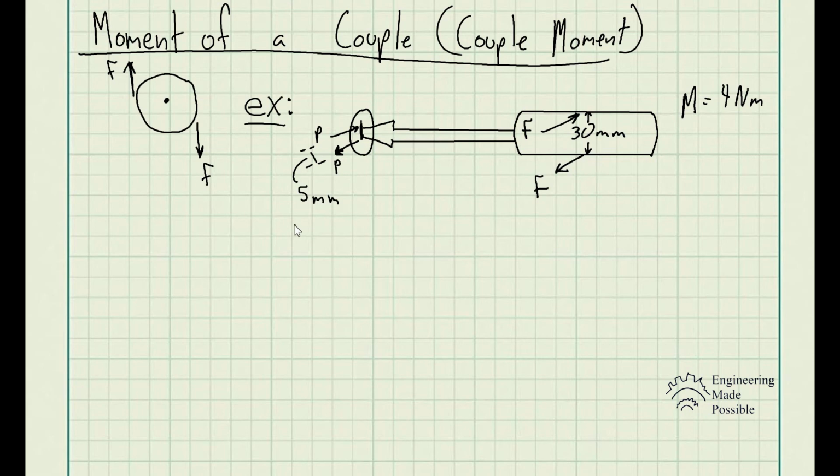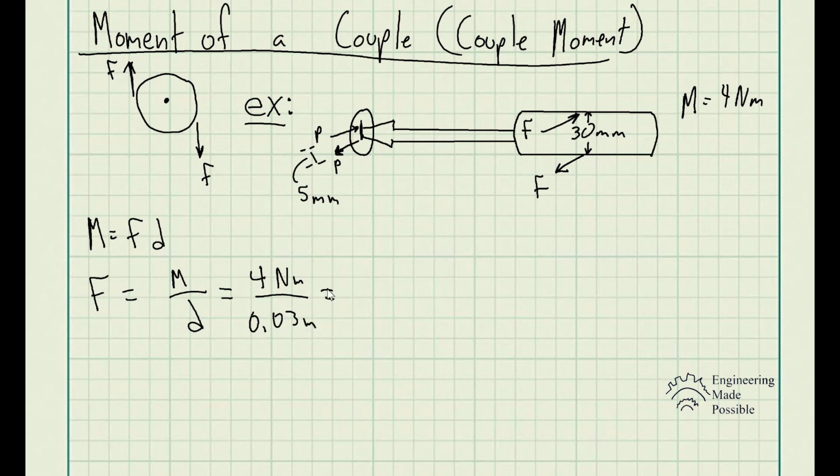The first step is to write down the formula of the moment. The moment equals the force times the distance between those two equal and opposite forces. Let's look at the moment with respect to the handle portion, where we're going to solve for F. The moment equals force times D. Solving for F, F equals the moment divided by D. Since we're dealing with newton meters, we convert D, which is 30 millimeters, into meters. So our moment is 4 newton meters, and our D is 0.03 meters. So our force is 133 newtons, the force exerted on the handle.